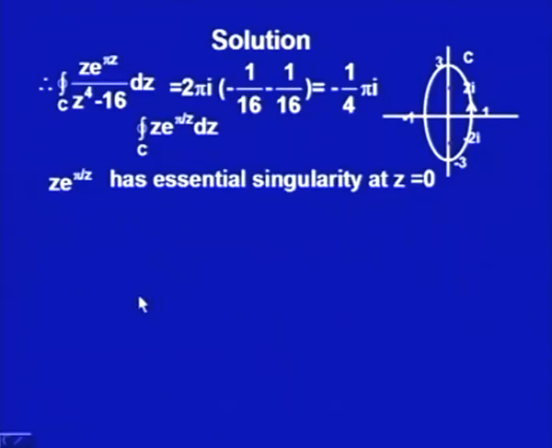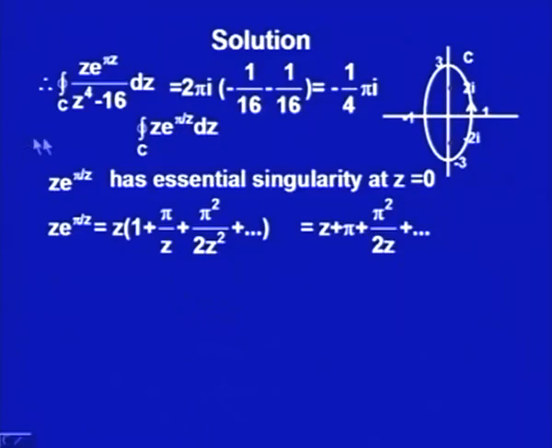For essential singularity we do not have that formula, which is for the poles only. For the essential singularity we have to move to the Laurent series. For this kind of function, writing the Maclaurin's expansion of e to the power x makes it much easier to get the Laurent series expansion. So, we get z into e to the power pi by z, using the Maclaurin series, z into 1 plus pi upon z plus pi square upon z square into factorial 2 plus pi cube upon z cube into factorial 3 and so on. And this expansion is valid for all z greater than 0.